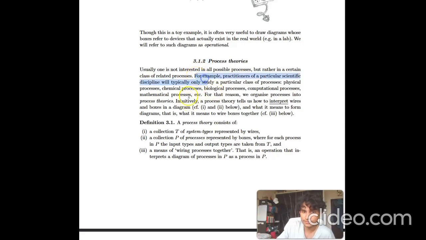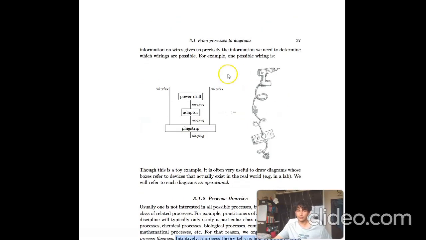So yes, let me read this out for you. Process theory tells you how to interpret the wires and the boxes in a diagram and what it means to form diagrams. That is, what it means to form wires and boxes together. So a process theory is going to tell you exactly what it represents. Up over there is the process theory of using a power drill.